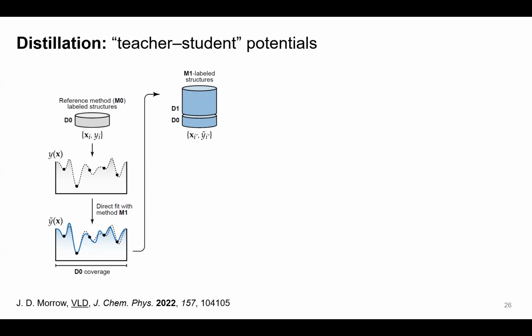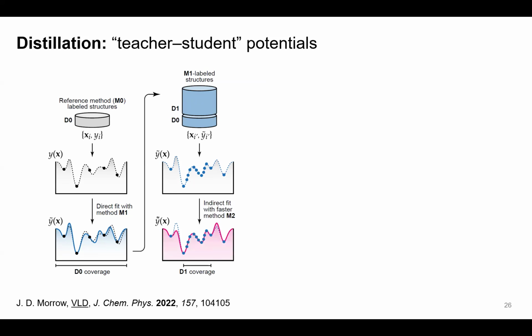And we create these configurations. You see in the cartoon here, we're not trying to cover everything. We're trying to cover this part here in the middle with many, many individual snapshots at that level. And then we go and fit a much faster model, we call M2, to those data, right? So you see, it's not expected to be great.